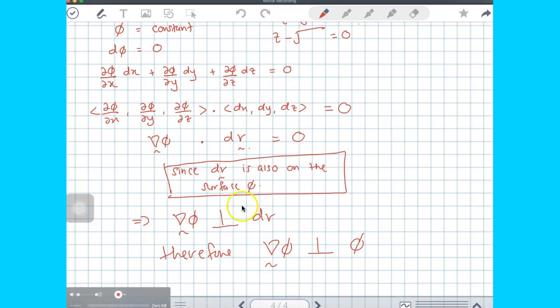Why can we say that? Because it is perpendicular to dr, and dr is also in that surface, parallel to that surface. So then we can say the gradient phi is also perpendicular to the surface phi.